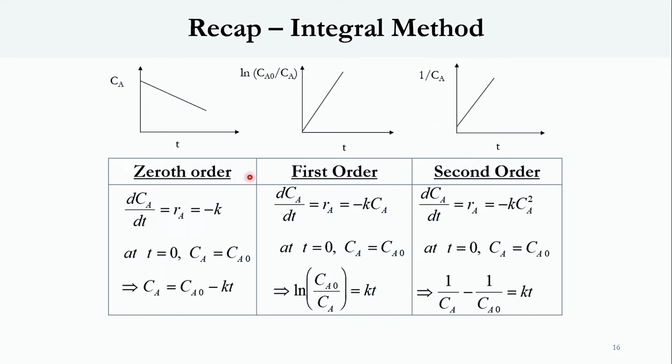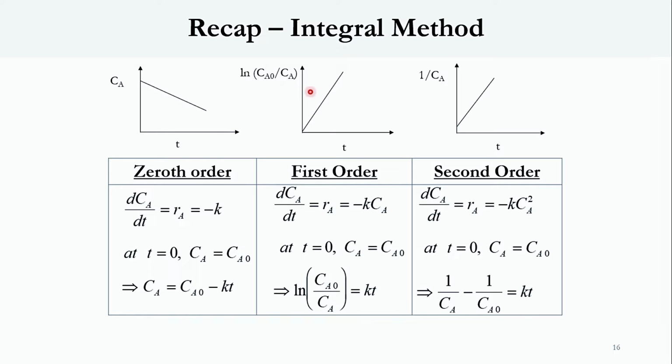35, that for zero order, for first order and for second order system, we have to draw a plot between time and C of A for zero order system. If it's a linear plot, then the zero order system is confirmed. If it is not a linear plot, then we will move to the first order and we will draw a plot between time and natural log of Ca naught over Ca.